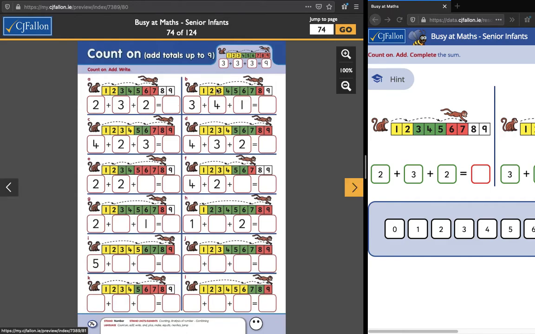Okay, the first ones, as always with these, are pretty easy because you don't have to tell me how many spaces he's counting on. You just have to tell me where he winds up. So for example, two, one, two, plus three, one, two, three, plus two. One, two, two, three, and two. One, two, three, four, five, six, seven is where he ends up. So seven is your answer there.